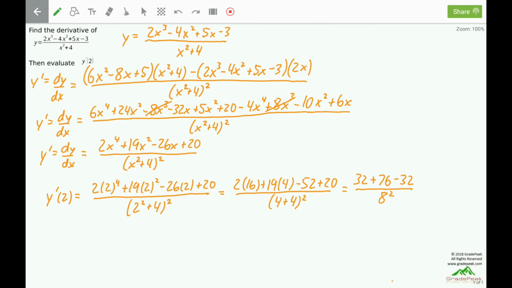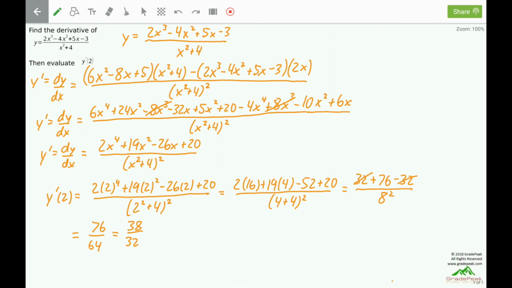Now nicely, there's a positive 32 and a negative 32 in the numerator. We can cancel those out. And I'm ending up now with 76 over 8 squared, which is 64. Each of these are divisible by at least a 2. Let's divide a 2 into each of them. 76 divided by 2 will be a 38. 64 divided by a 2 will be a 32.